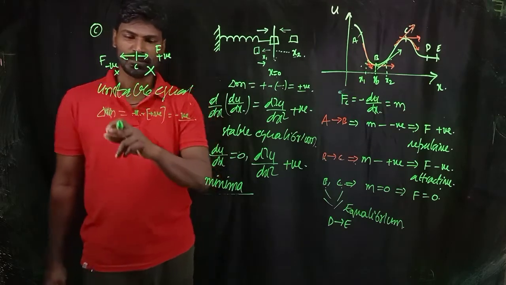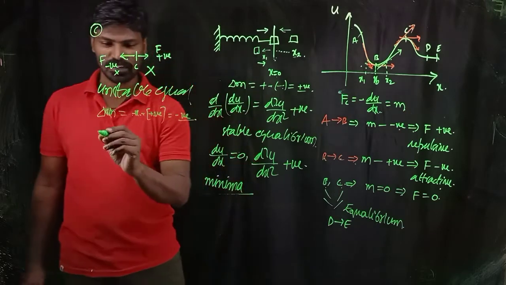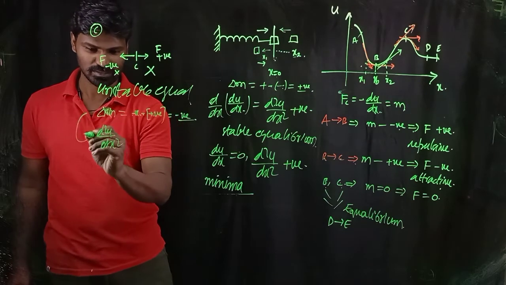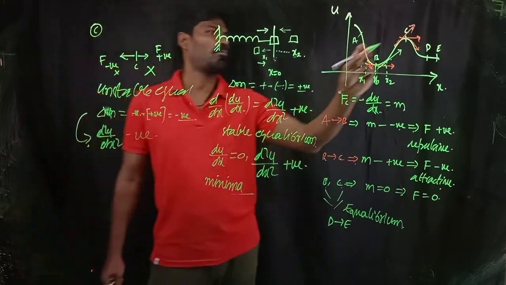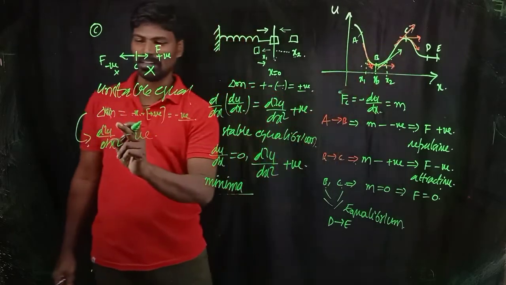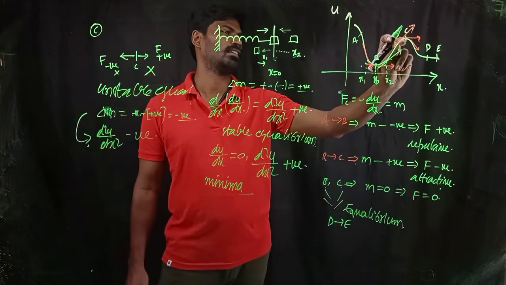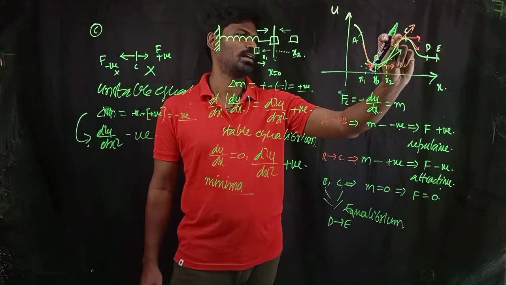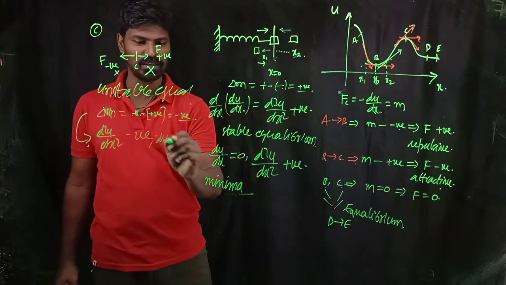What is the slope? Slope is du by dx. So change in the slope is d square u divided by dx square. That implies d square u divided by dx square is negative. So for a point like C, d square u divided by dx square should be negative, and of course at point C the slope is 0, because it is parallel to the x-axis, because of which du by dx also should be 0.